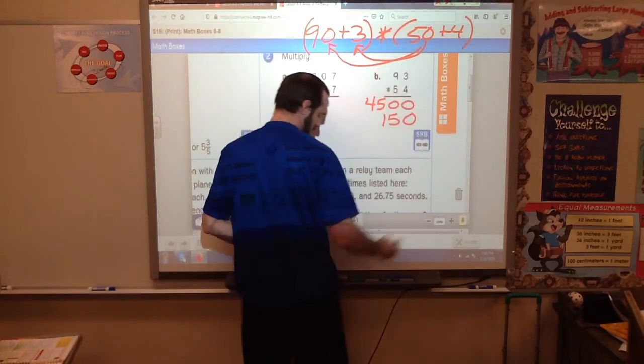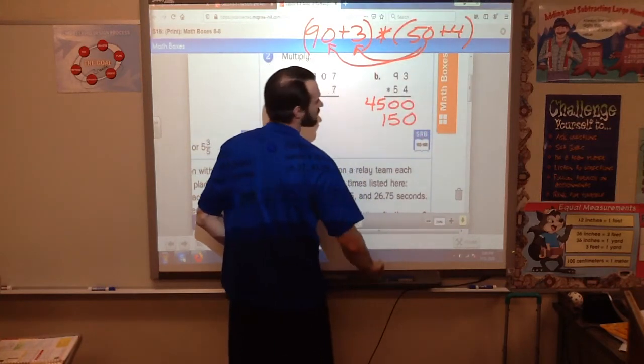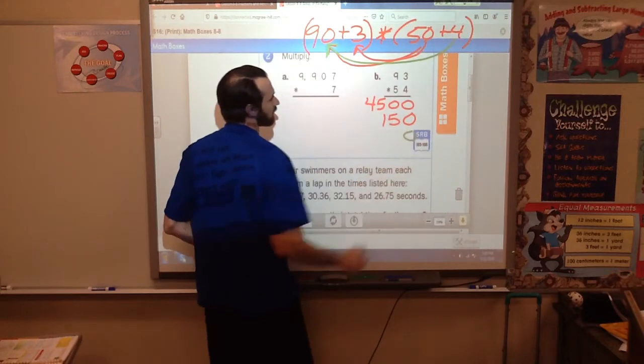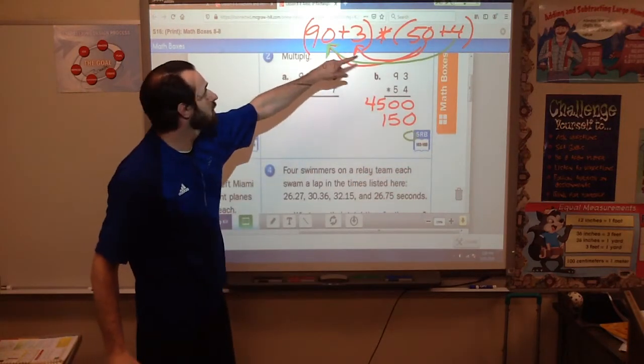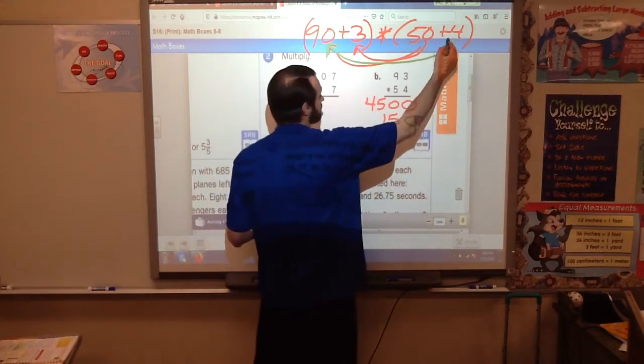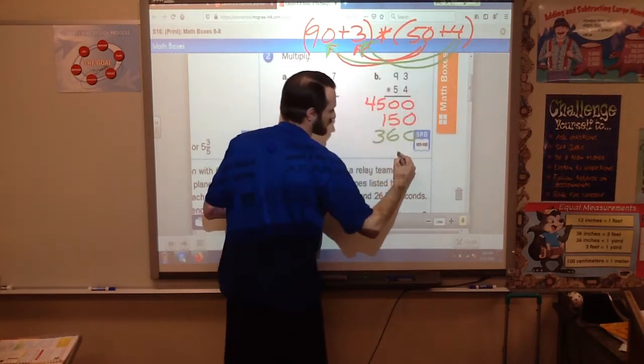Now I'm done with the 50, so I'm going to switch colors here. Now I have to do 4 times 90. There'd be 1 0 from the 9, or from the 90. 4 times 9 is 36. And then 4 times 3, which is 12.